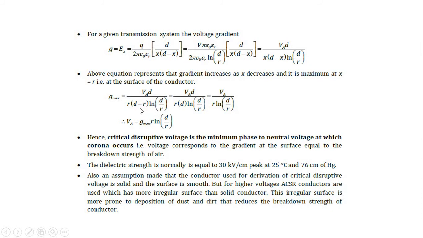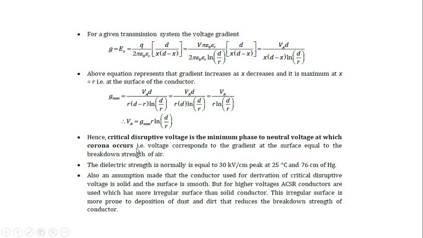So VA into d, where d minus r is approximately equal to d. So we can write r into d ln d by r. D cancels out. So the G maximum equation becomes VA upon r ln d by r. From this equation, the value of this voltage VA is equal to G maximum r ln d by r. This is the final equation.